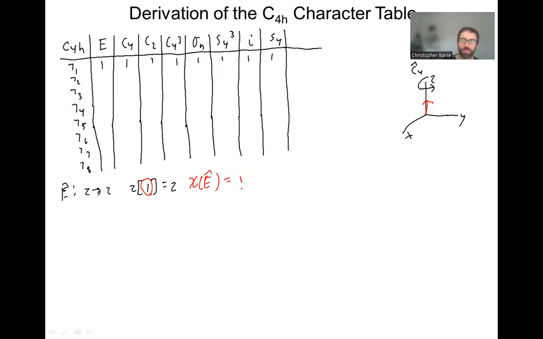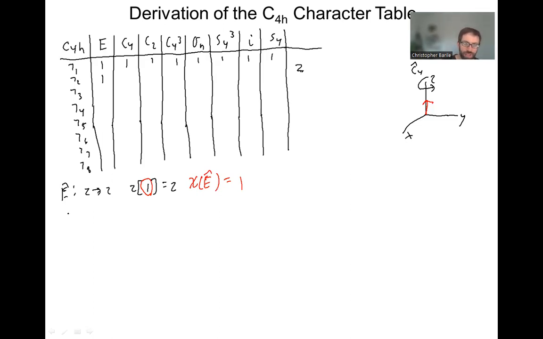And we take the character, or chi, as we write with the Greek letter chi. Chi of the identity operation is the trace, or the character, across this matrix. This is why it's called the character table, which is the sum across the diagonals. Well, there's no sum here. It's just an element because we have a 1x1 matrix. So the character here is 1. So we can put down a 1. And we're doing this for the z vector. So the z function is going to transform as this gamma 2 that we're deriving.